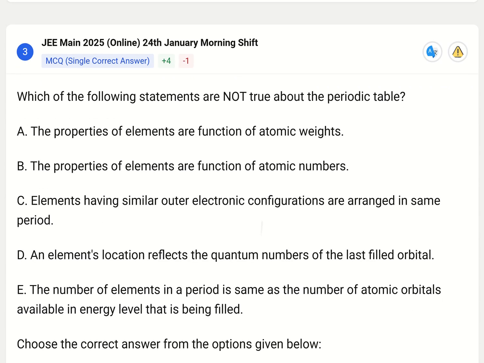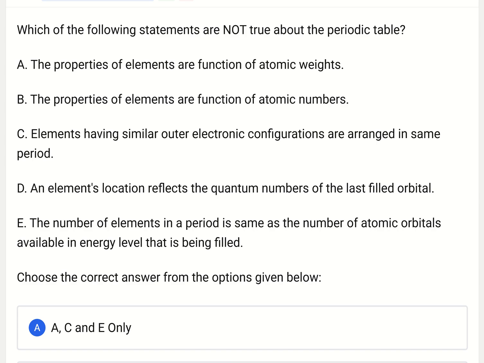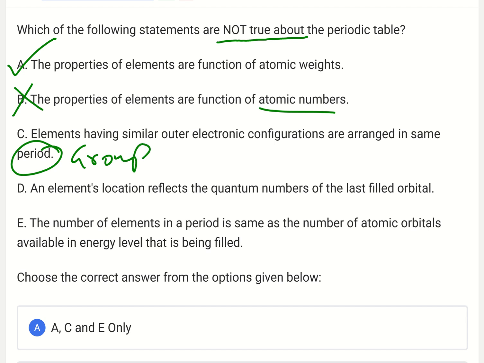Okay, so next question. Which of the following statements are not true about periodic table? The properties of elements are function of atomic weights. What do you think? It is true or false? It is actually depending upon the atomic numbers, but we have to find not true, means this is our option. Okay, then B is not our option because it is atomic numbers. Elements having similar outer electron configurations are arranged in same period or group. Elements arranged in same groups, means this is our option. A and C are our options.